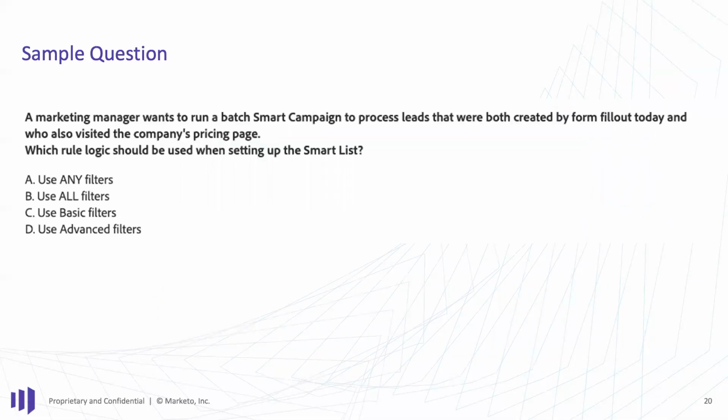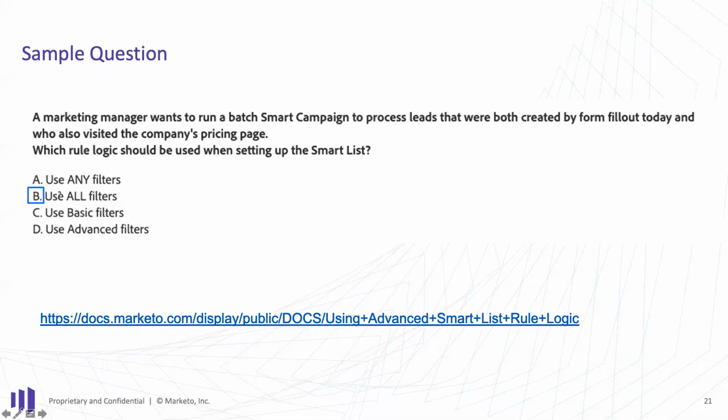So this is another sample question straight from Marketo. They have a marketing manager who wants to run a batch smart campaign to process leads that were both created by a form fill out today and also who visited the company's pricing page. So they want to know which rule logic you would use. Because this is a batch, that means we're using filters, right? So that's why they've got filter here. And then their key here is also, right? So they're looking for people who did this and also this. So in this case, we would be looking at B, which is use all filters. And again, if you picked a different option, then here is the resource for where you would find that information.